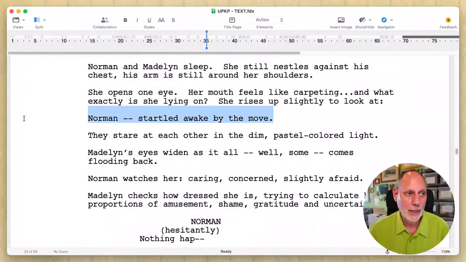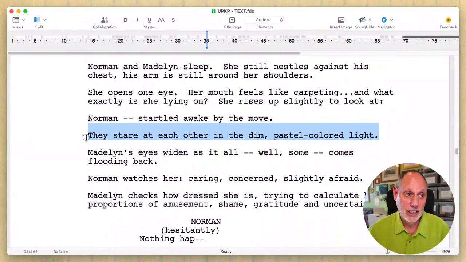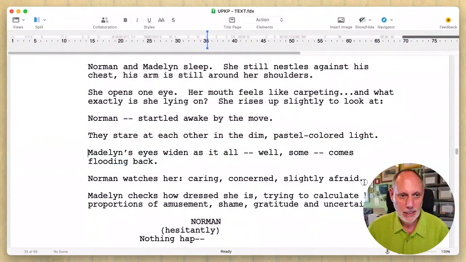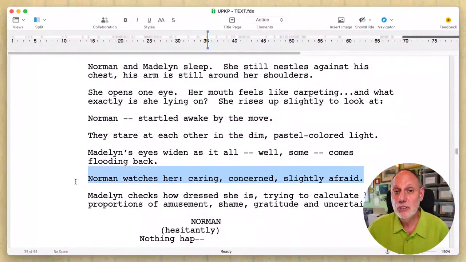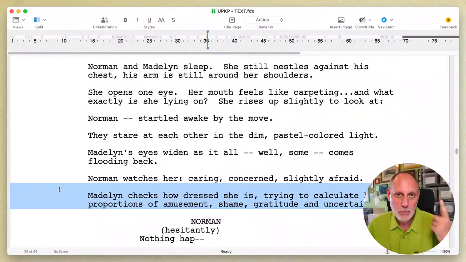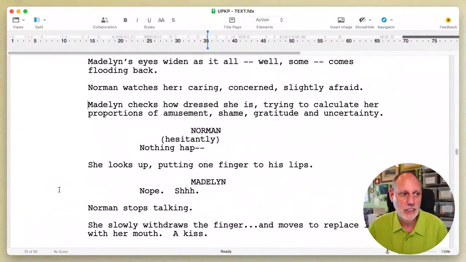Okay, he's waking. They are staring at each other. They are taking each other in. She is remembering. He is trying to understand what she's feeling. You can find different verbs for that. He is watching. He is waiting. He is judging. I don't know, there's a lot of things. And then she is processing. She's trying to figure out what she feels.